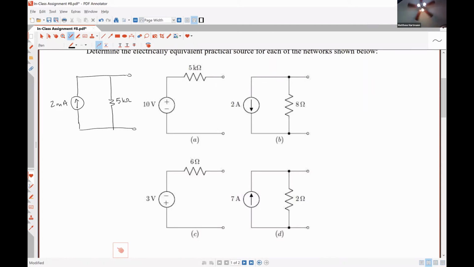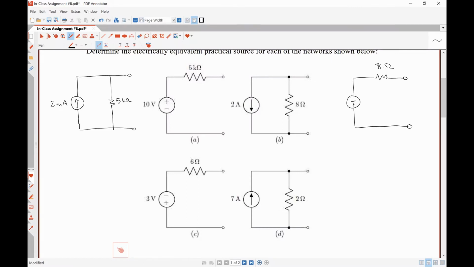For part B, we have a practical current source. So that means that we should have an electrically equivalent practical voltage source. The resistance value stays the same. So should the positive polarity terminal of my voltage source be on top or bottom here? Bottom. All right. And what value should my voltage source have?